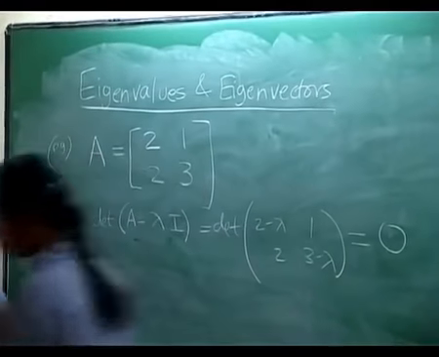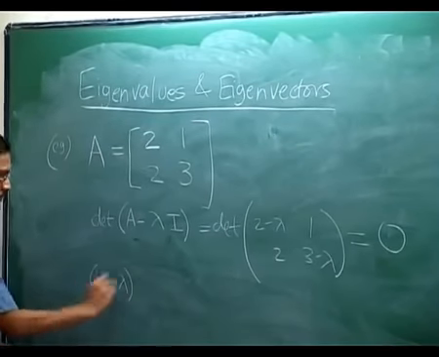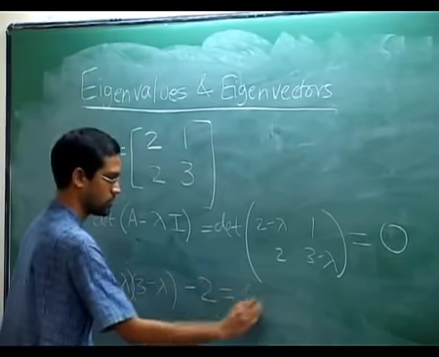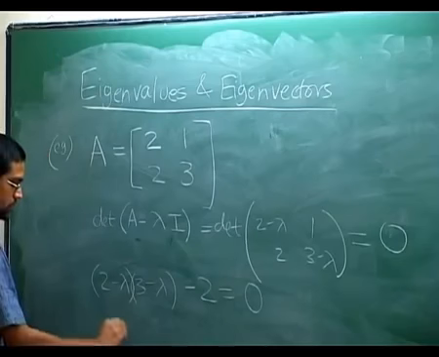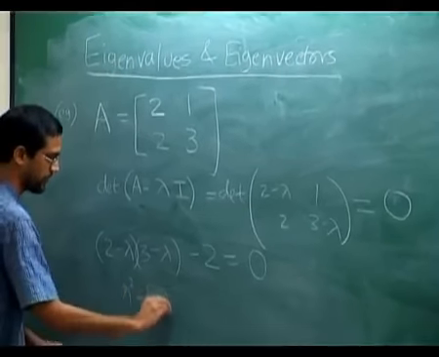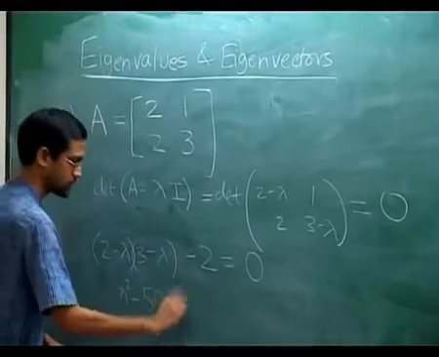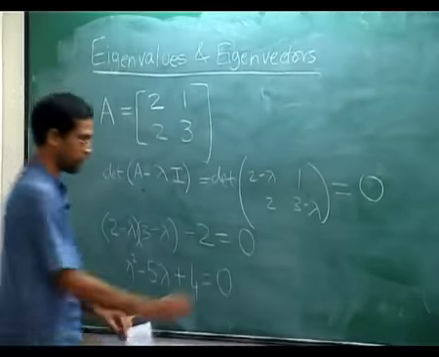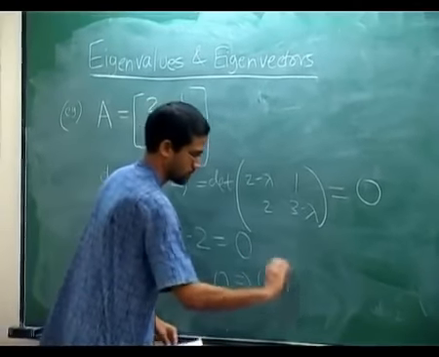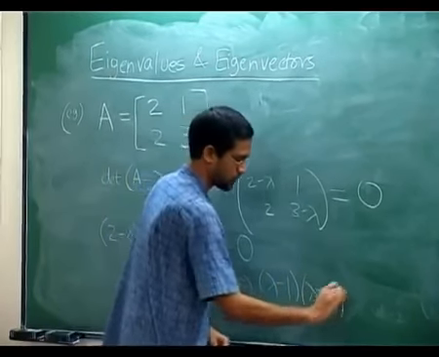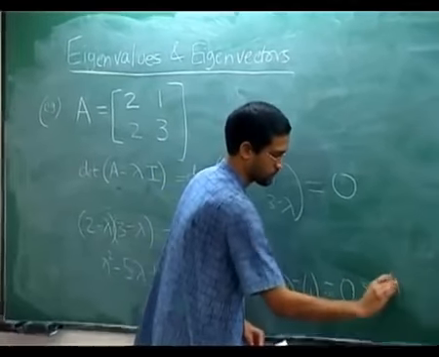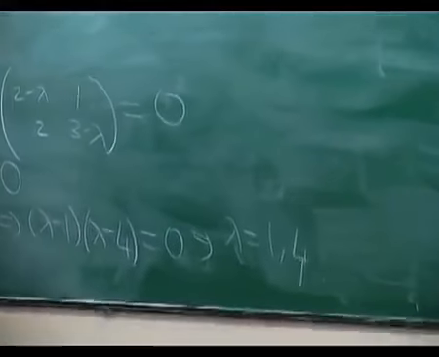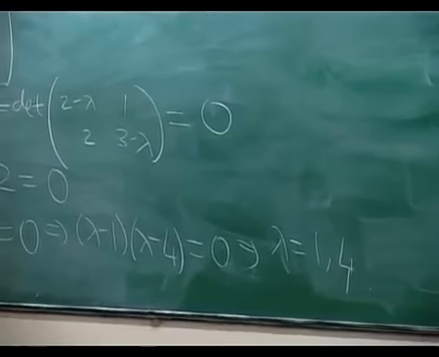Okay, so let's actually do the calculation. Determinant is 2 minus lambda, 3 minus lambda, minus 1 into 2. So that's lambda square minus 5 lambda plus 6 minus 2. So that's lambda minus 1 into lambda minus 4. So lambda is 1 or 4. So those are the two eigenvalues in this case. And we must then find the corresponding eigenvectors, right?